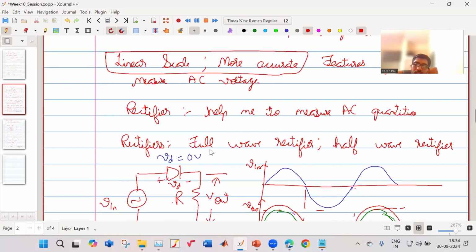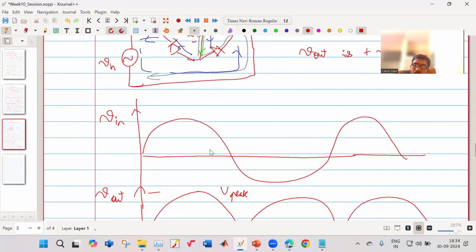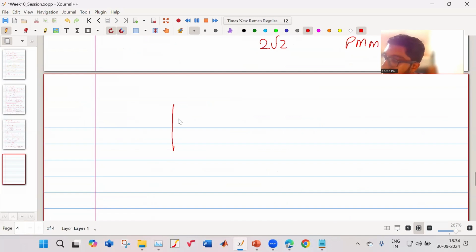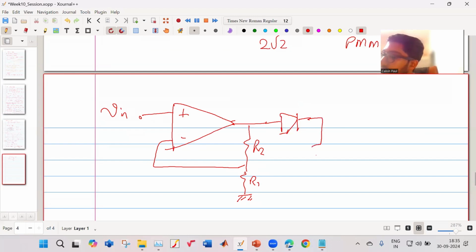So now we understood how to measure the RMS value, how we can use a rectifier, etc. Now we will consider the scales. So I have my non-inverting amplifier, R2, R1. This is my Vn. This is connected here. This is ground. Then I will have a diode. Okay. And then this is my load. And then I have to find my V out. Assume Vn is AC.